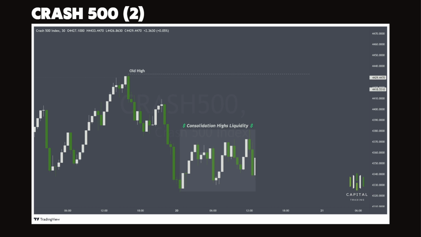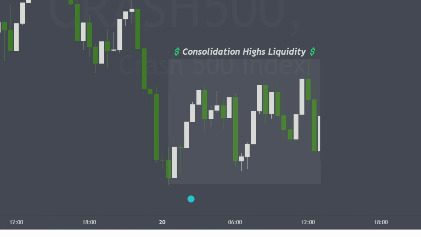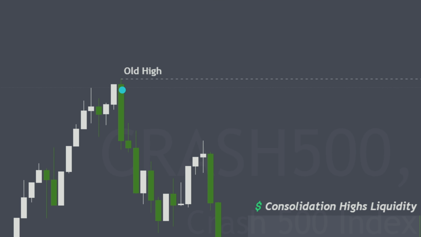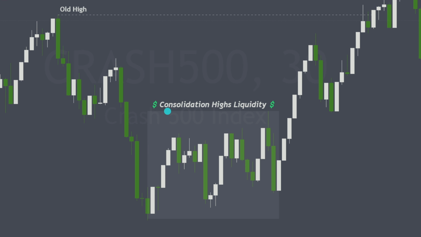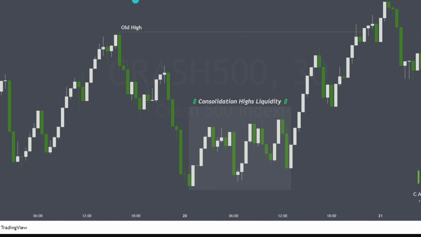For this one, we had Crash 500 forming this range low, range high. Then this was a consolidation. Then we had old highs above here. So we want to see if they're going to break these highs and then reach into these old highs. And that's what they did here. They broke this old consolidation highs and eventually reached into these old highs. So that's what they did. Let's look at the last example.